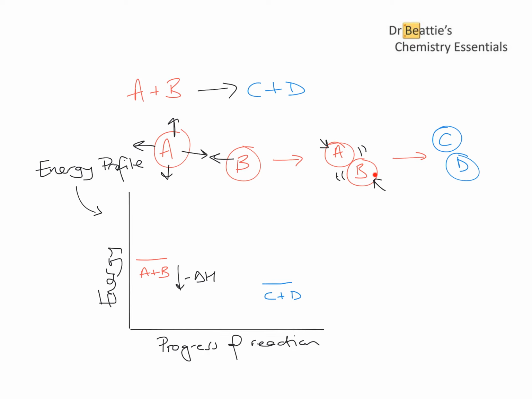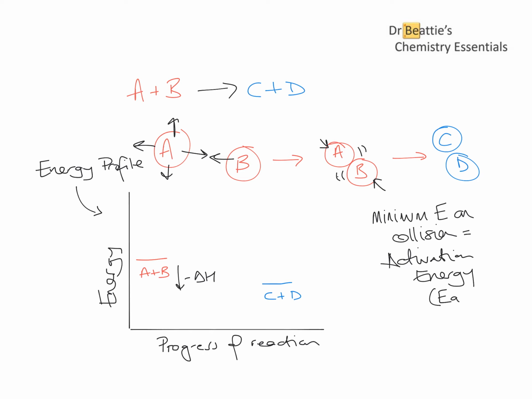Now in order for this transformation of A and B into C and D to occur, this collision of A and B needs to occur at a specific energy. And this minimum energy is known as the activation energy. This is also given the symbol EA. So then going back to our energy diagram, what we're saying is that A and B, the reactants, need this magnitude or size of energy, called the activation energy, in order to be converted to C and D.